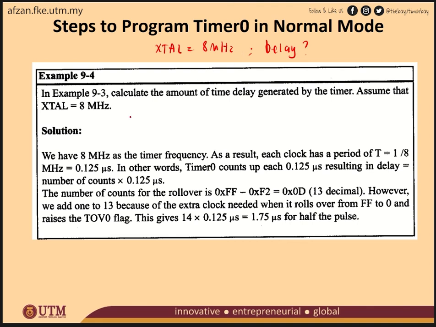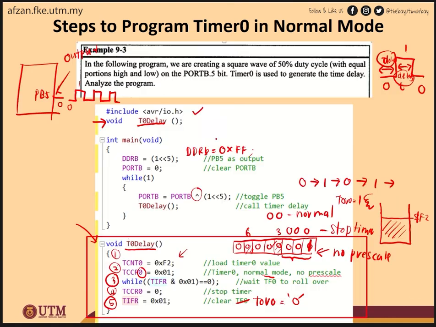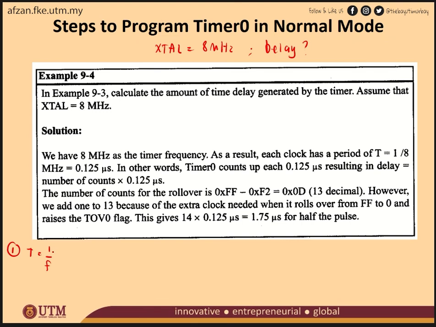So what are you going to do? First, what is our first equation? T equal to 1 over F. According to this program, the timer setting is Timer 0, normal mode, no prescale. So you are not going to use any prescale, and your F remains 8 MHz. So T equals 1 over 8 MHz. What do you get here? You get 0.125 microseconds. So this is your first equation.